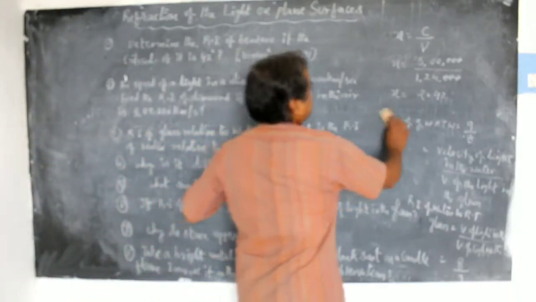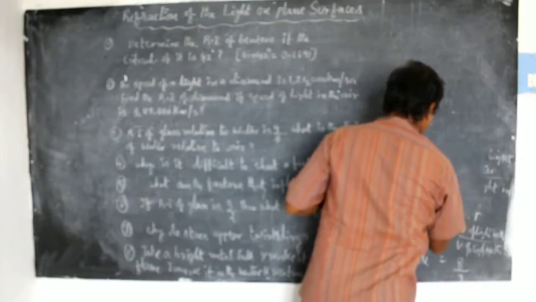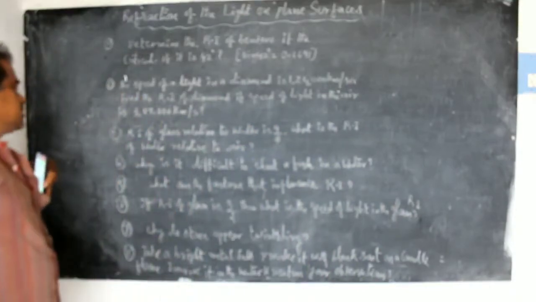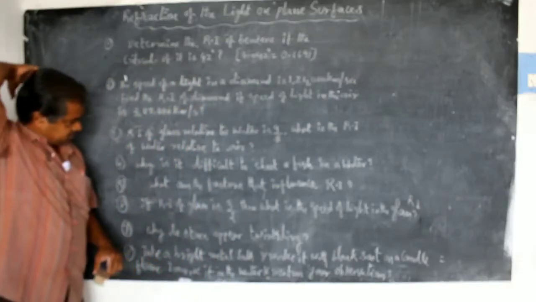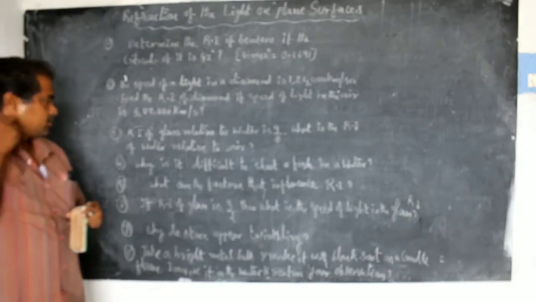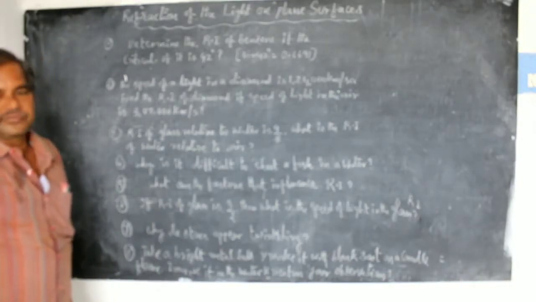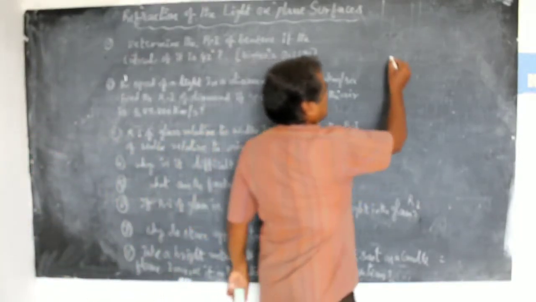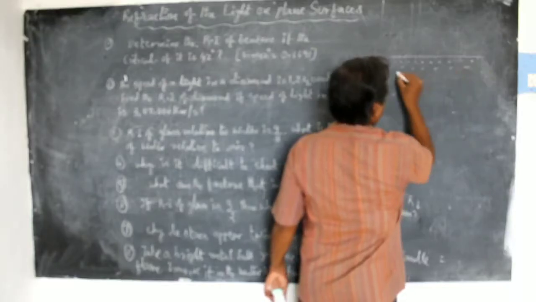Next, why is it difficult to shoot a fish in the water? So here one situation is given. One fish is swimming in the water and one observer on the land is observing the fish. If he shoots at the fish, it is difficult. Why? Due to refraction.